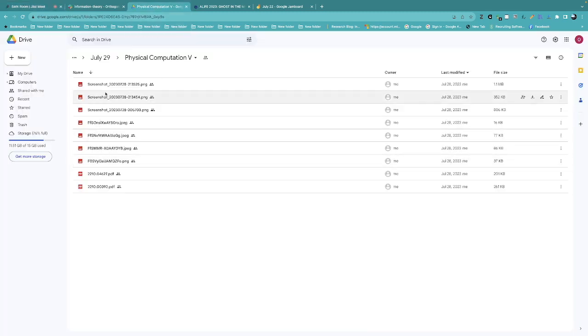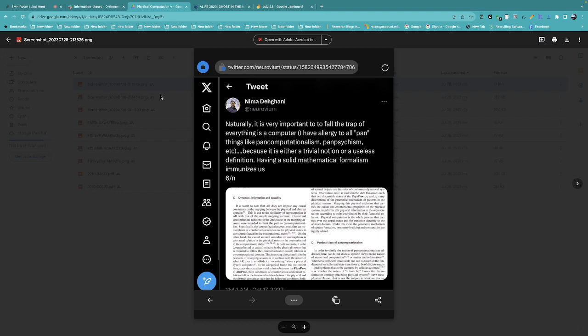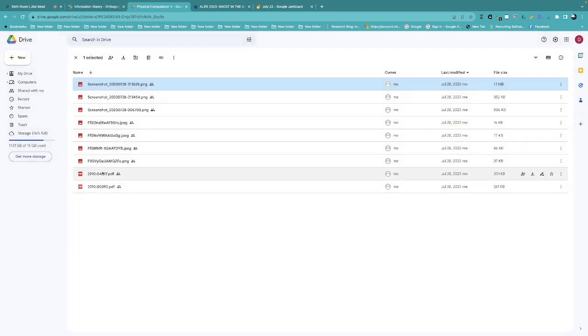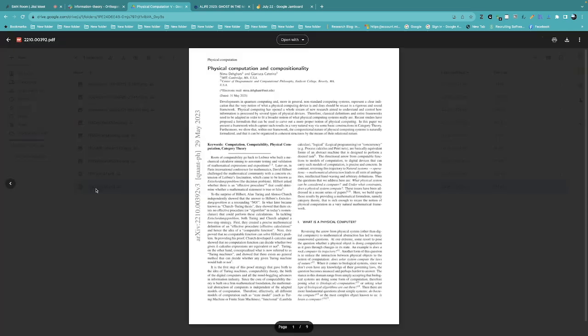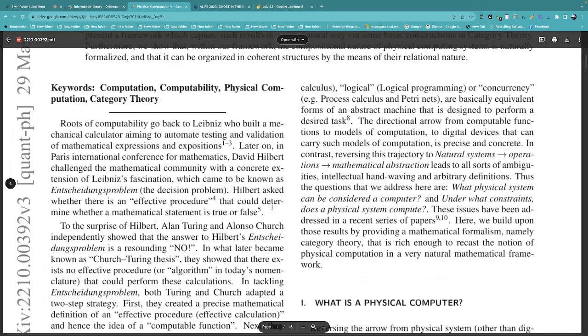So this is a set of things I put together. This is a paper by Nima Dagani, who I think works at MIT, and they're doing a lot of things with the brain and computational models. They actually have a paper out. I'm not sure which paper this is. No, this is a different one. This is the paper, Physical Computation and Compositionality.